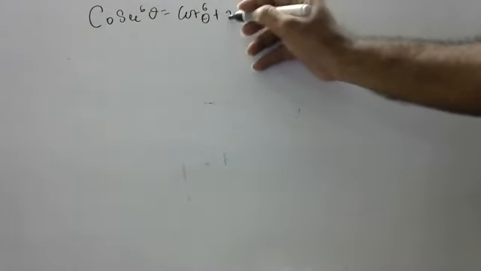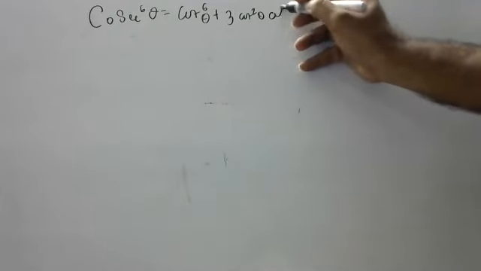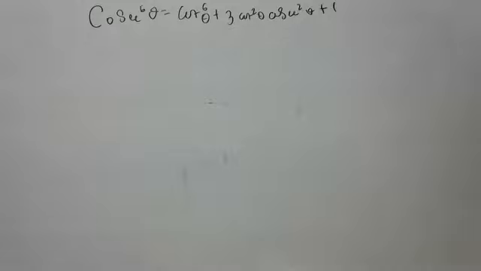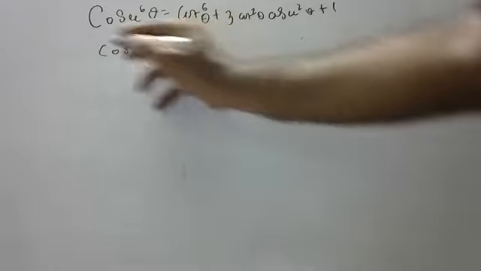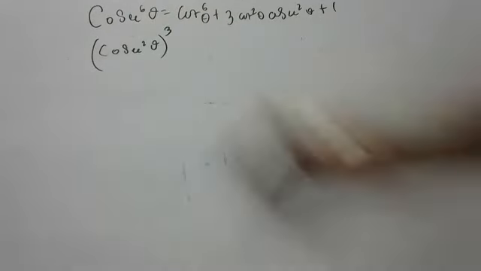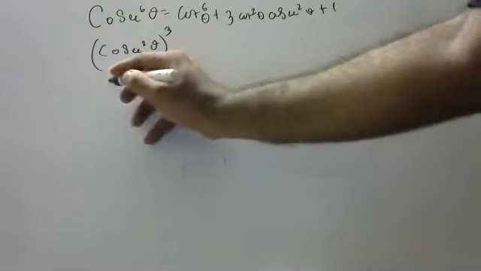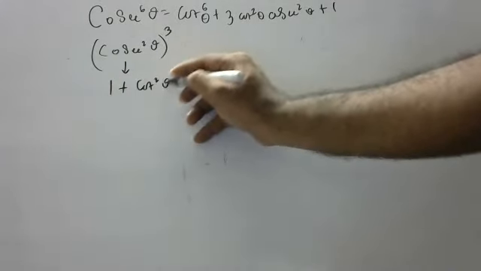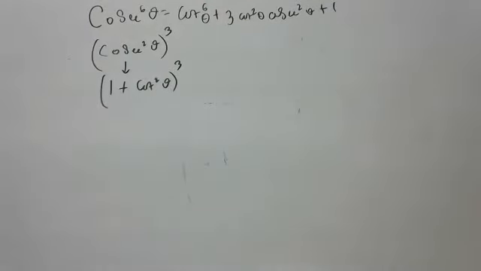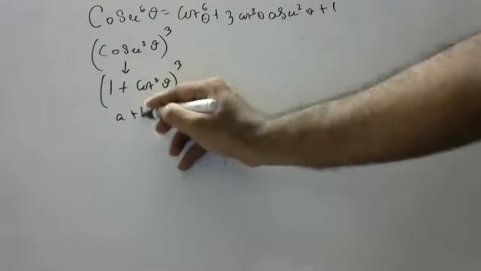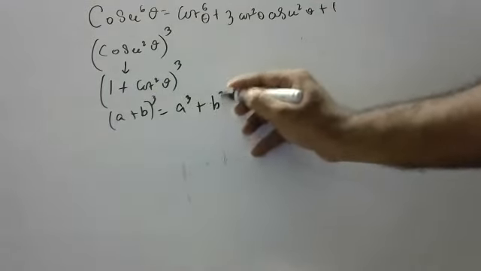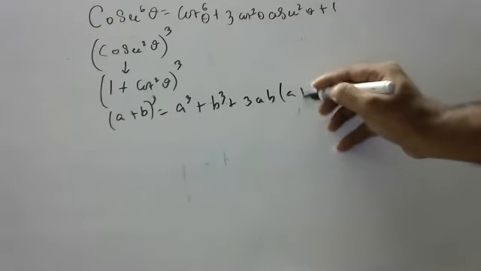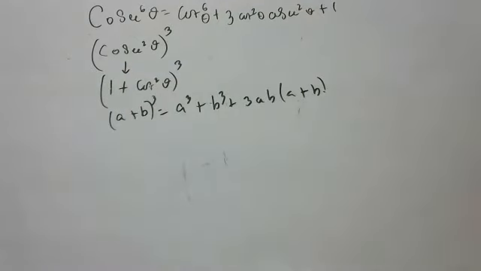Prove that cosecant 6 theta equals cot 6 theta plus 3 cot square theta cosecant square theta plus 1. Children, cosecant 6 theta can be written as cosecant square theta whole cube. Now, can anyone say what is cosecant square theta? 1 plus cot square theta. Very good. This is in the form of (A plus B) whole cube. What is (A plus B) whole cube, children? A cube plus B cube plus 3AB into (A plus B). Now substitute, children. This is A, this is B. Substitute in this formula, you will get the answer.